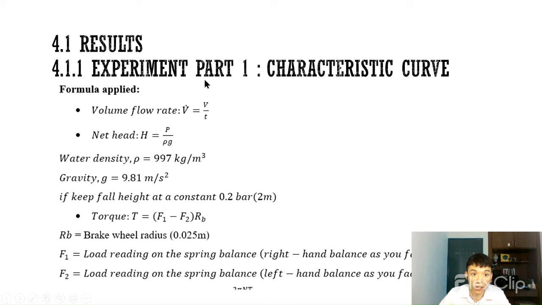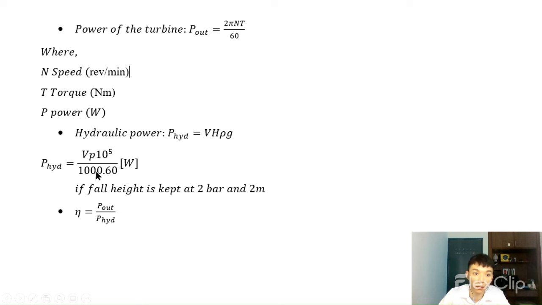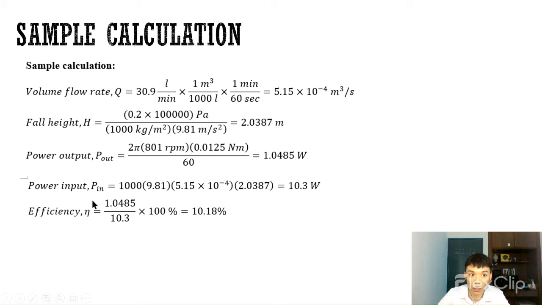Let's begin with the experiment part 1, which is the characteristic curve. The formulas applied are the volume flow rate, net head, and the torque. And this is the turbine power, the power output, and the power input. And we calculate for the efficiency, which is the power output divided by the power input. So this is the sample calculation where we calculate for the first data and the efficiency also.